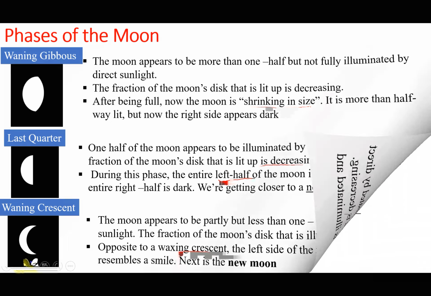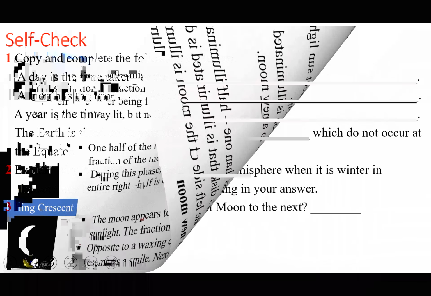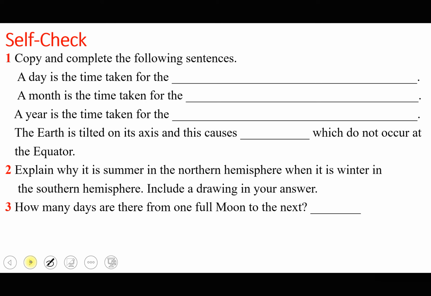So here is a self-check. Copy and complete the following sentences. A day is the time taken for dash. A month is the time taken for dash. A year is the time taken for dash. I think if you have been following these videos, you will notice that a day is the time taken for the earth to spin about its axis.